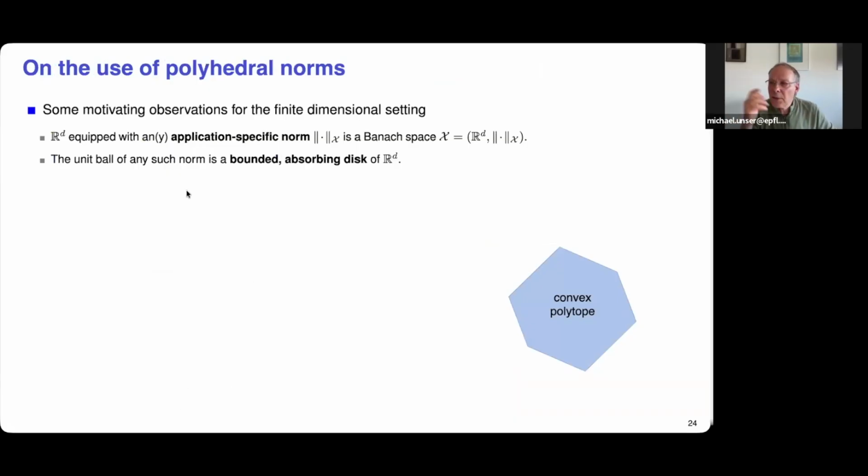Now here's the idea for what we're going to do. Essentially, we're searching for a regularizer that should be a norm, but we don't know which one.